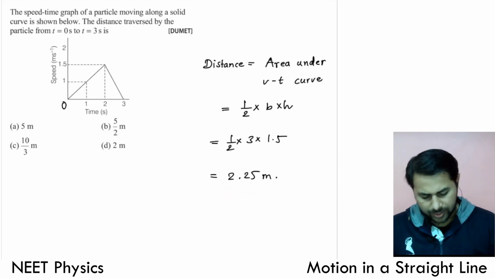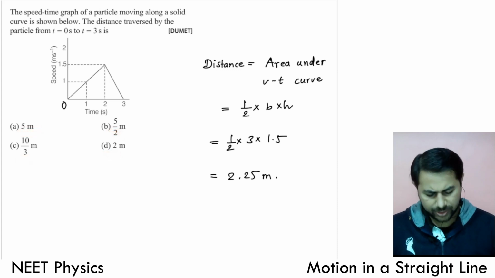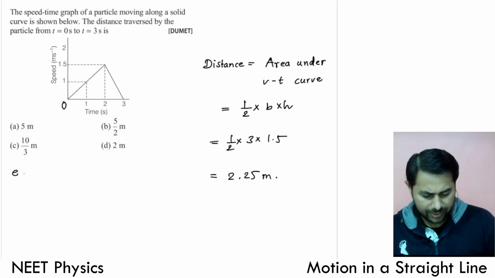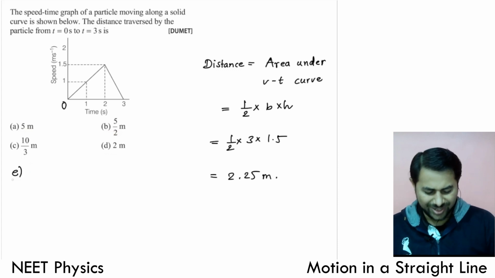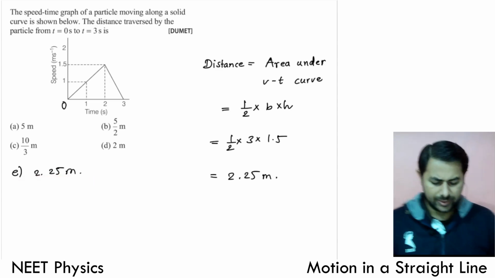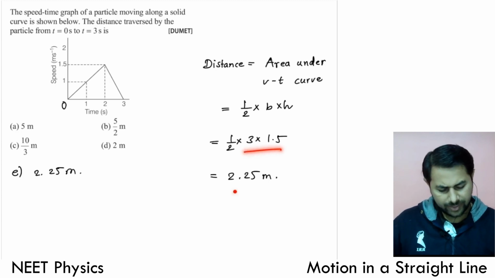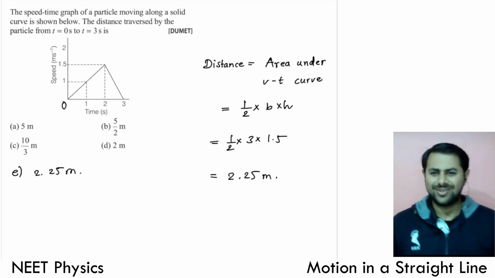Okay, so out of these, none of the options is correct, right? So let's say it is E, equal to 2.25. Correct, no? I don't think I can make a mistake in this one. Yeah. Okay, so let's see the next one.